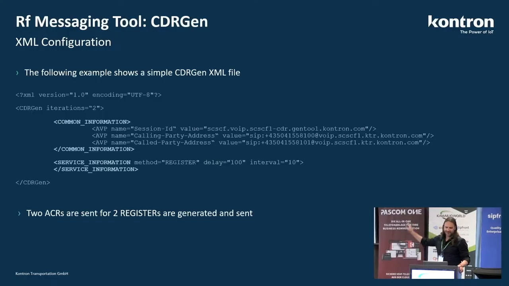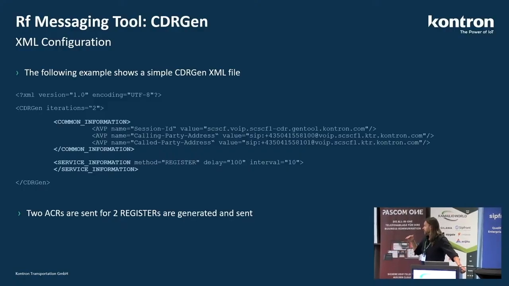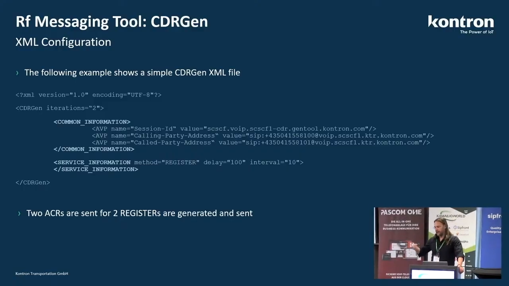This is a simple XML snippet for just registering SIP users. That means when you run this via CDRGen, it will basically generate two ACRs for the two registers. You have an interval and a delay: with the interval you can set the call holding time, how long the session lasts, and with the delay, how fast the publish or register come one after the other.